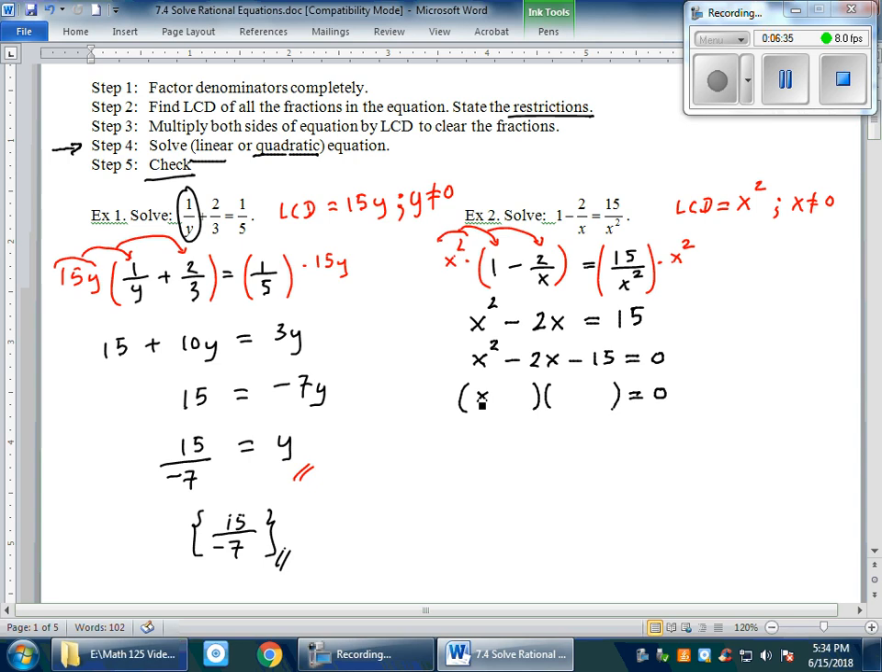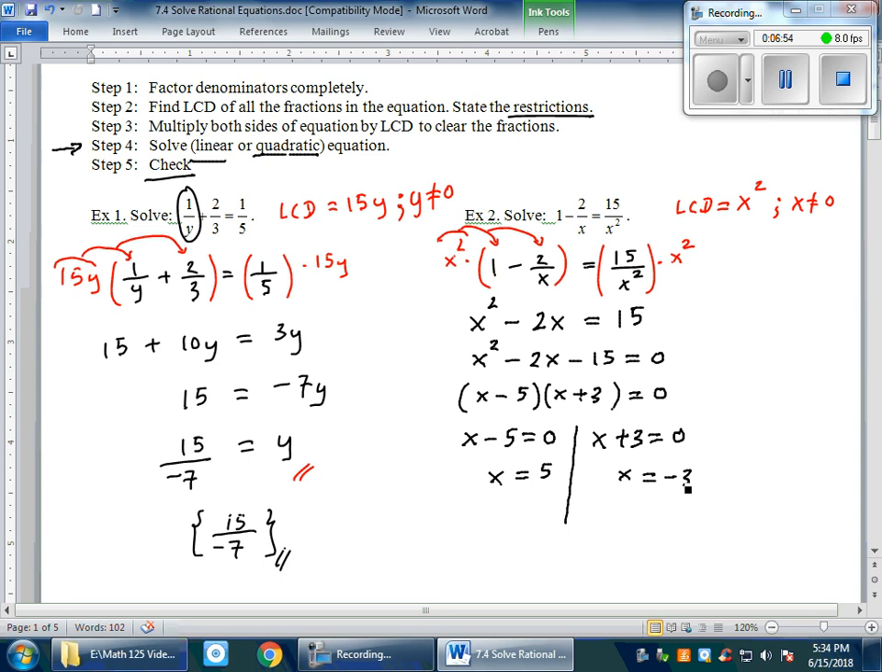So this will become x minus 5 and then x plus 3. And use the zero factor property to split into two cases and solve each case. That'll give me x equal to 5 and x equal to negative 3.